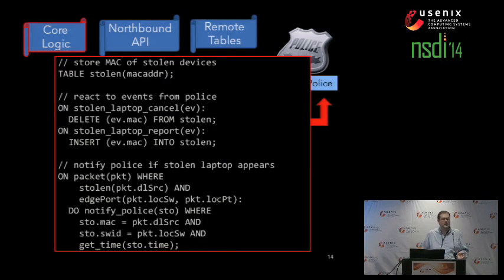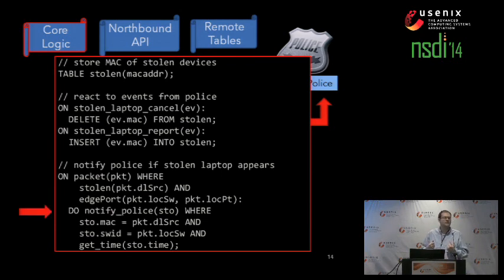And now for the rules. The table is exactly what you expect it is. It stores the stolen MAC addresses. There are two rules to respond to the two events that the controller can send. One to deal with cancellations that removes stolen laptops from the table, and one for reports that adds stolen laptops to the table. And finally, there's a rule that responds to packets from stolen laptop MAC addresses that appear on edge ports in the network.